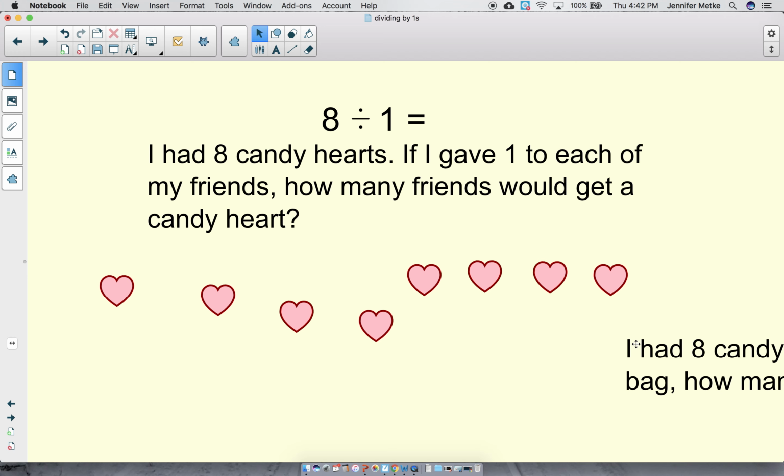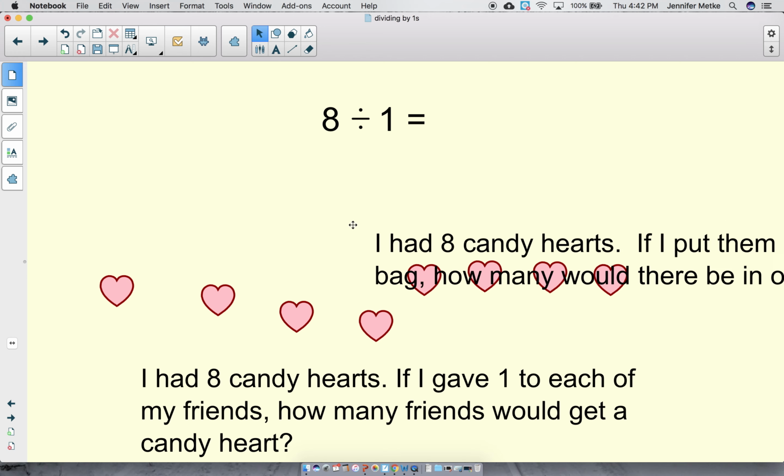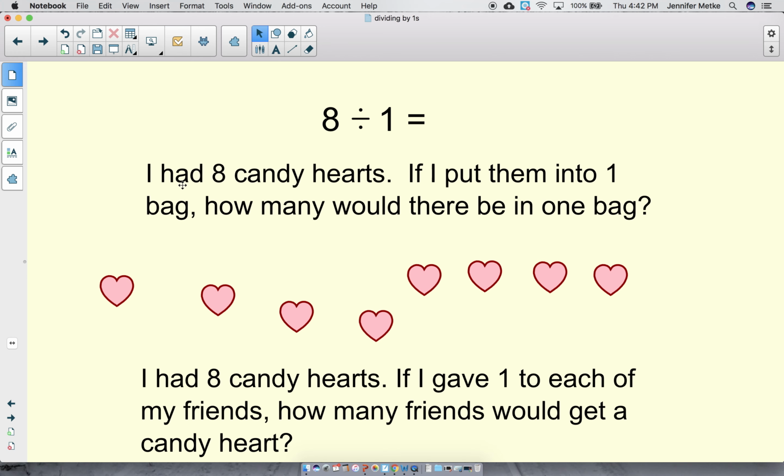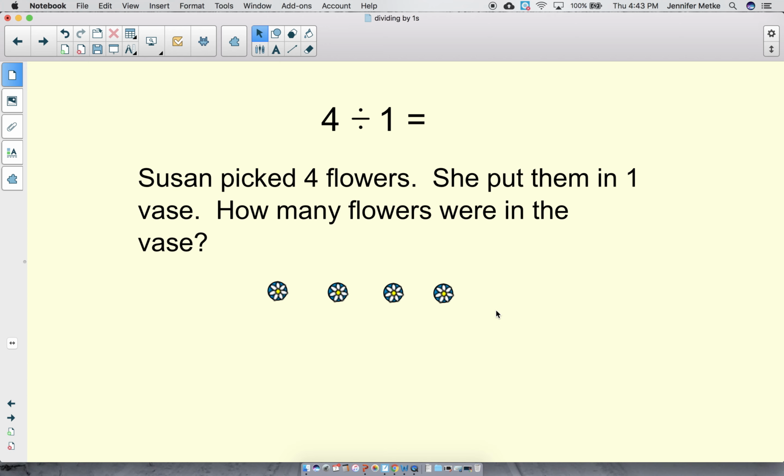For me, the other context is easier for coming up with this answer. You could think about it either way, whichever works best for you. Figure out the one that is more efficient. So another example: Susan picked 4 flowers and she put them in one vase. How many flowers were in the vase? Well, I know the total's 4. They're all going to be in one group, so the answer to 4 divided by 1 is 4.